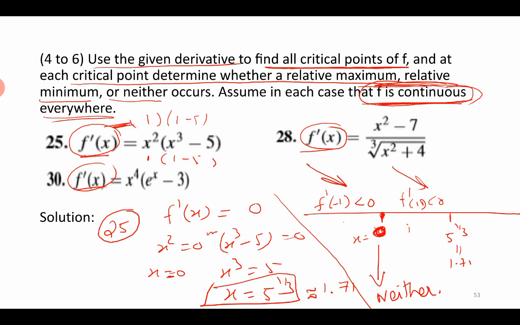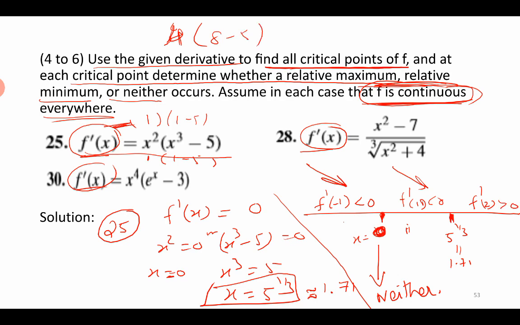Now take the left side of 5 to the power 1 by 3. We have found it decreasing. For the right side of 5 to the power 1 by 3, take some value, let it be 2. So f dash of 2, go to this same equation, the first derivative at x equal to 2. What is it? 2 square is 4 and 2 cube is 8, minus 5. So you are getting positive here.